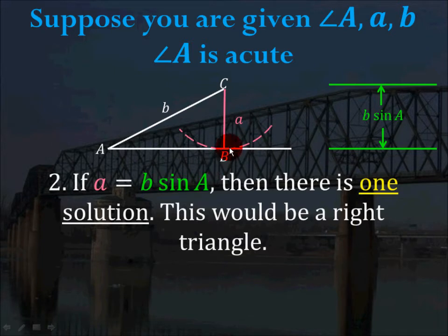Number 2, a is exactly b sine A. So you basically would have a right triangle. There is only one solution, because this side here, a, would hit this base exactly where this is a right triangle. So there's only one solution if a is equal to b sine A, which basically would be the sine is equal to opposite over hypotenuse.